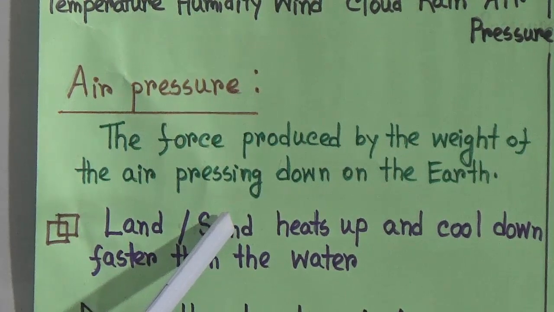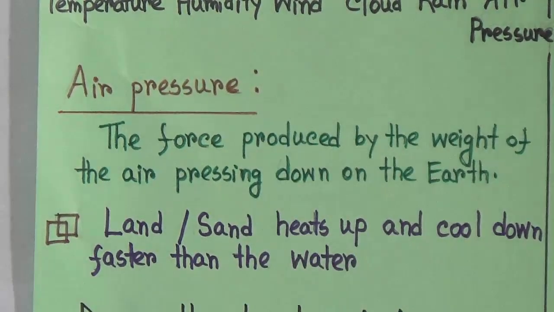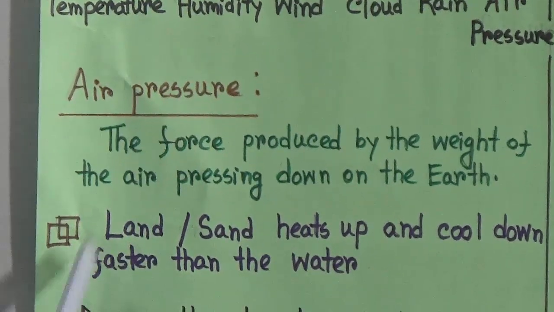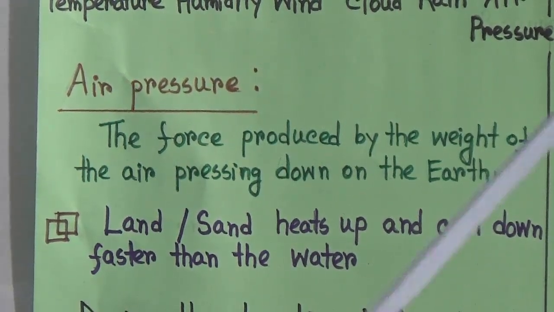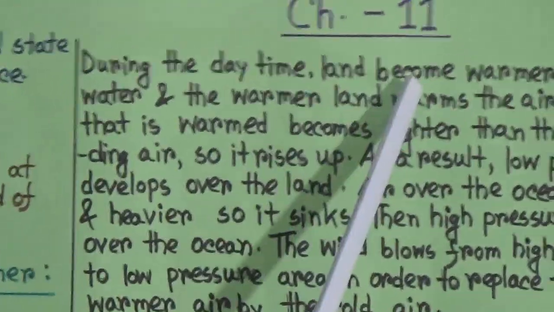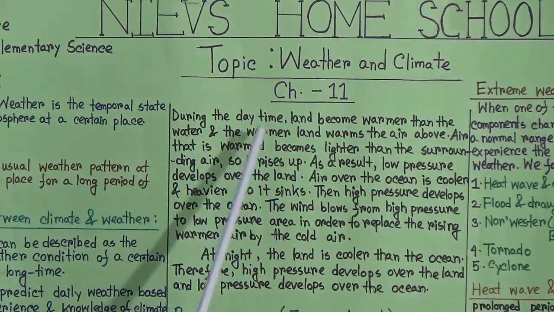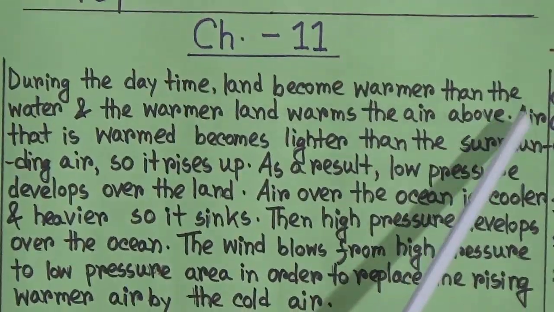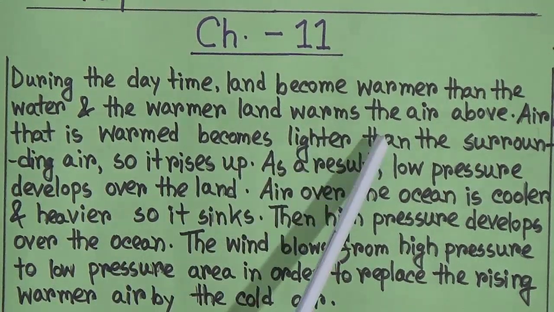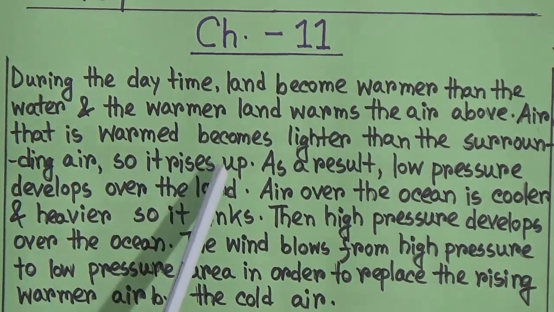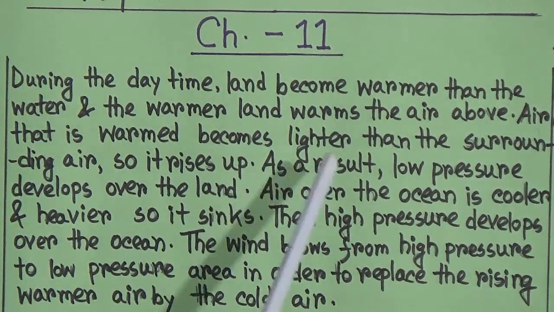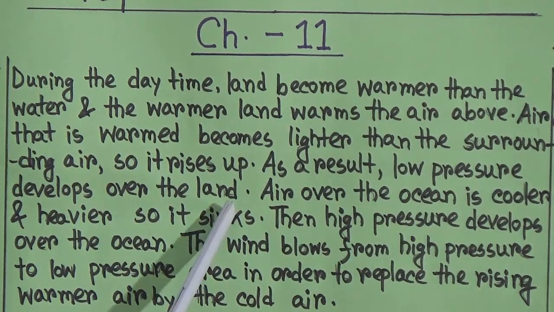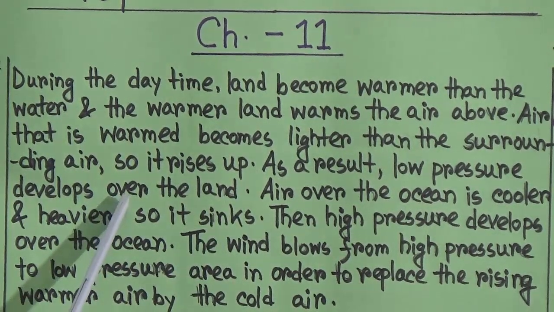Then, land and sand heat up and cool down faster than water. Then we will discuss low pressure and high pressure, and how low and high pressure originate. During the daytime, land becomes warmer than the water and the warmer land warms the air above. Air that is warmed becomes lighter than the surrounding air, so it rises up. As a result, low pressure develops above the land. That means during daytime, low pressure will arise above the land.